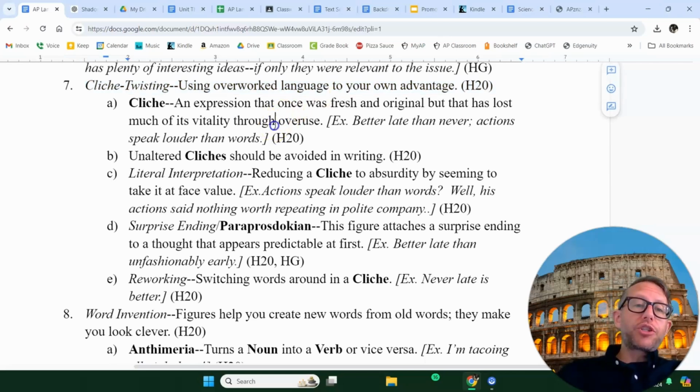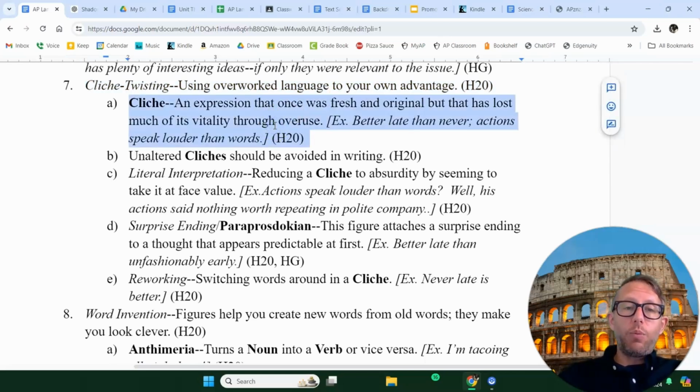All right. So first off, we need to define this. What exactly is a cliche? Well, it's an expression that was once fresh and original, but has lost much of its vitality through overuse. So the saying, better late than never, or actions speak louder than words. Okay. We've heard that so many times. If I were to write that in a rhetorical essay on the AP Lang test, the grader would probably break up laughing because it's just so obvious. It's such a thing that people say.